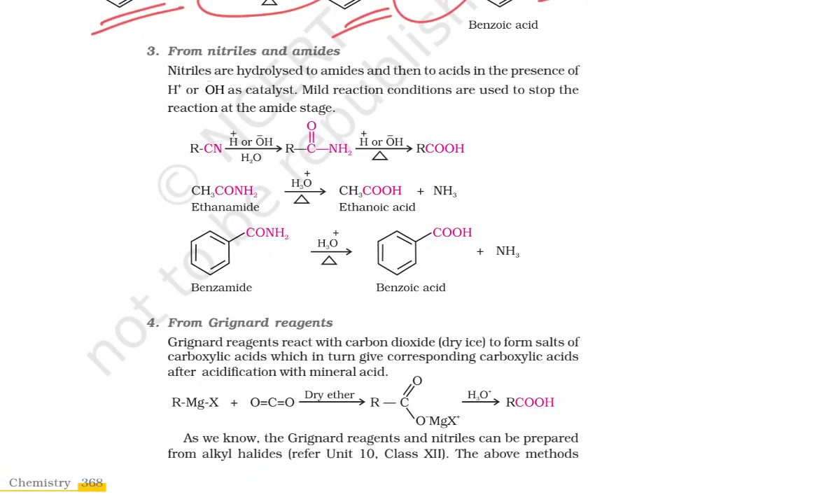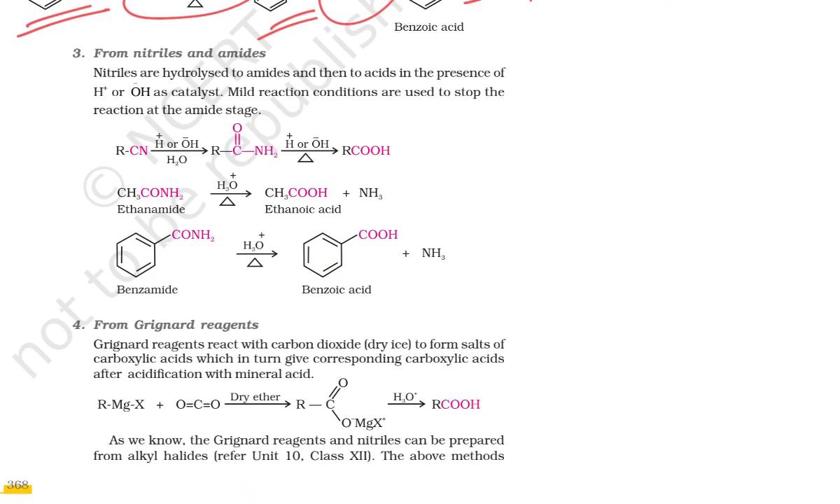Nitrile and amide. If you are taking the nitrile and amide, here the nitriles are hydrolyzed to amide, then to acid, in presence of H+ and OH- as catalyst. Mild reaction conditions are used to stop the reaction at the amide stage. So we are keeping the mild condition. That is the reason why cyanide is converted into amide.